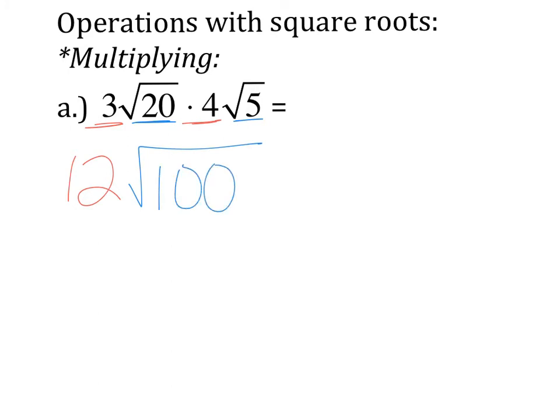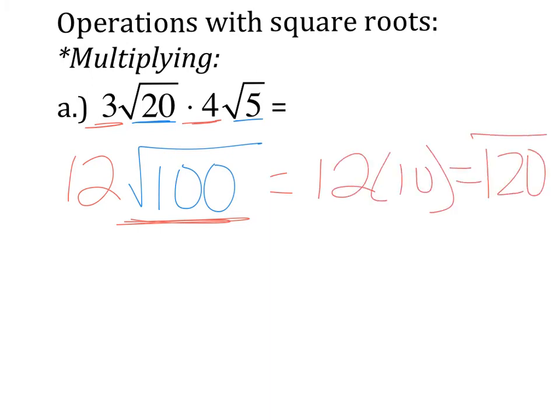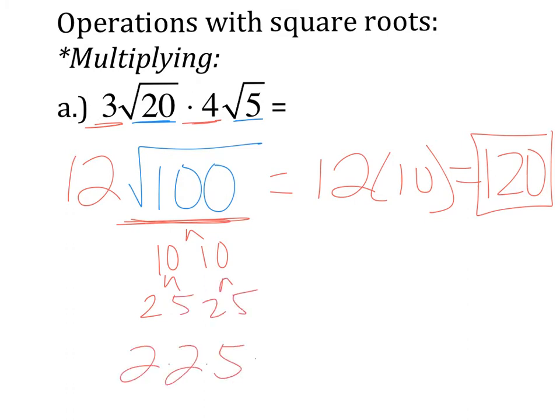Now we're going to try to simplify if possible. This is where knowing your perfect squares comes in handy, because the square root of 100 is a perfect square. It's going to be equal to 10. So this is the same thing as saying 12 times 10, which is 120. If you don't remember your perfect squares, you could break 100 down into its prime factorization. So that's 2 times 2 times 5 times 5.